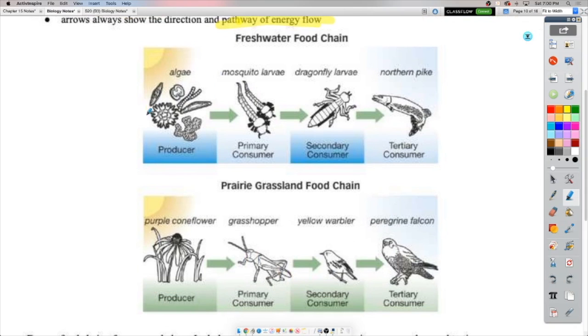Notice what's always at the beginning? A producer, right? They're the only ones that can take the sun's energy and actually turn it into chemical food energy. And then we always go primary, secondary, tertiary consumer. What trophic level is each one? Well, first, right? Second, third, fourth trophic level.